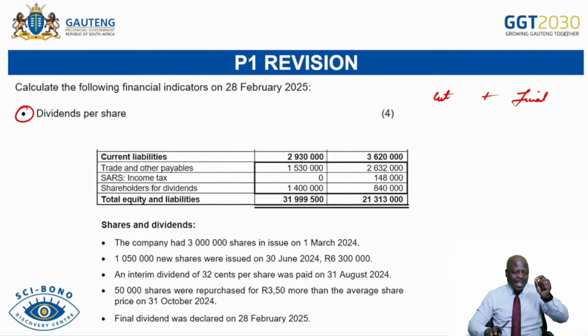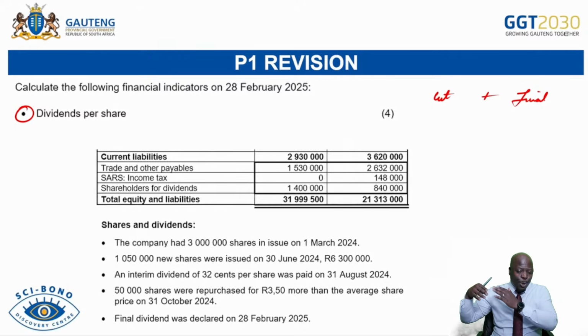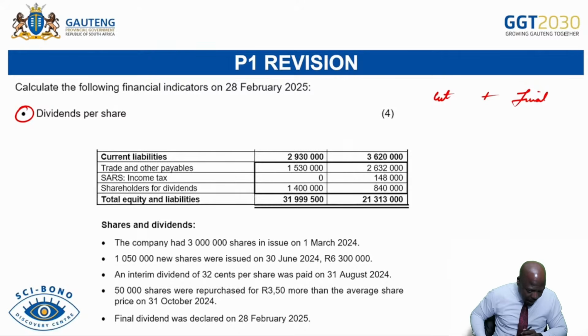And it gives you an asterisk to say, once there is a change in the number of shares, then you use the weighted average method. How do you do that? You calculate interim separately and you also calculate your final separately. So when you come here, you're now going to say, an interim dividend of 32 cents per share was paid.